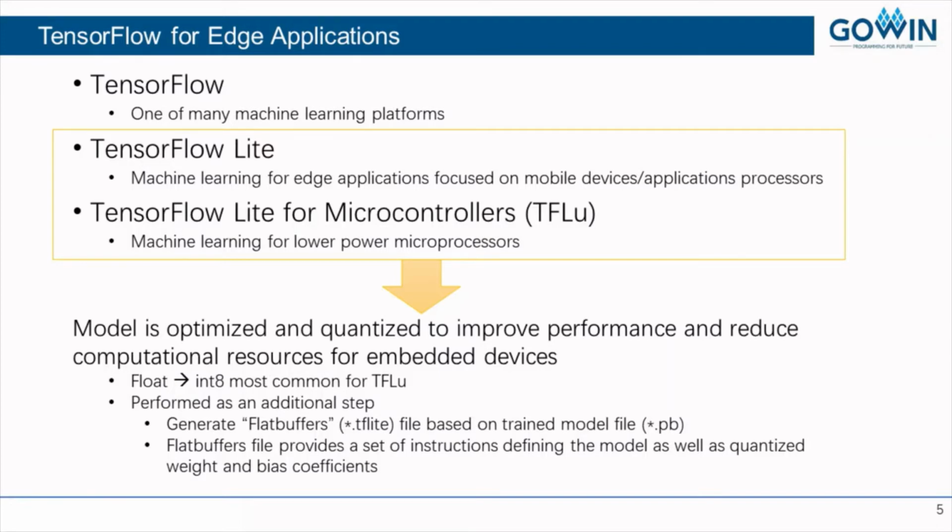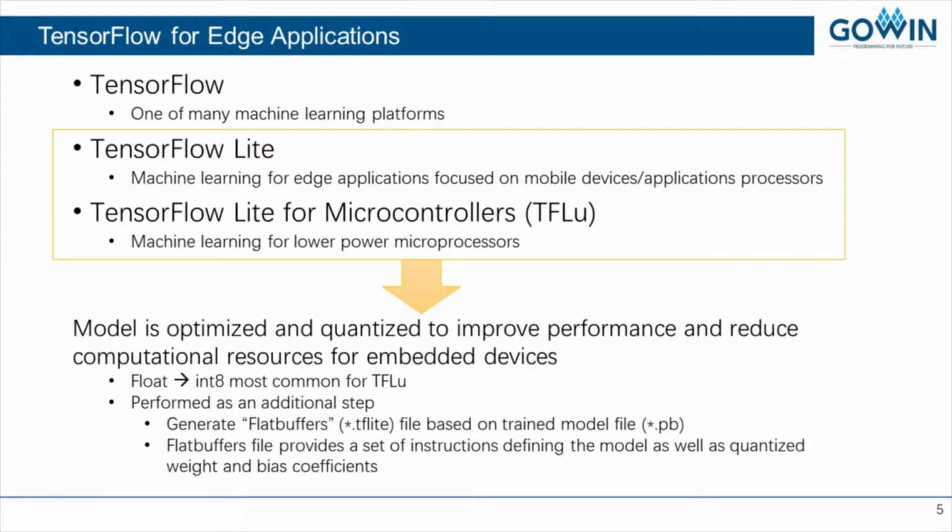And so on our platform, we actually leverage this because it provides an open source path to do this optimization and quantization. So a model is optimized and quantized to improve performance and reduce computational resources for embedded devices. And so in our case, we typically focus on 8-bit integers because it's a really nice balance between performance, any performance loss, and compute needs.